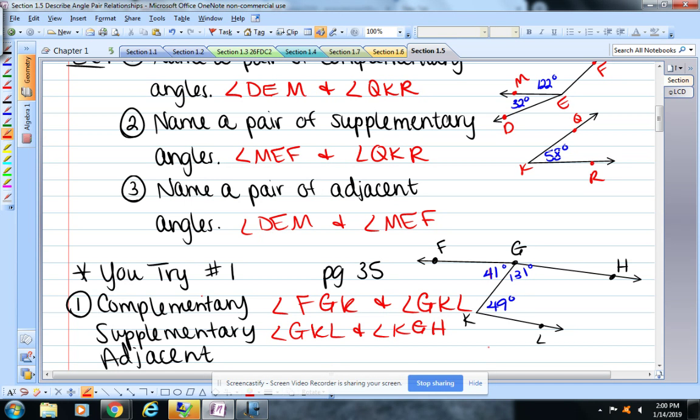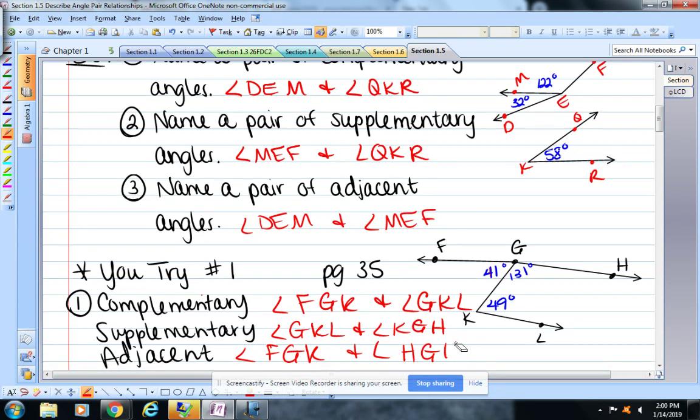And what does adjacent mean? They touch. They share a side. So which ones do that? The two at the top do, don't they? So what are those names? FGK and angle HGK or KGH. I forgot my K. You don't do anything. You look at it. If they touch, if they're up against each other like that, you see how they're connected together? Then that's how you know they're adjacent.